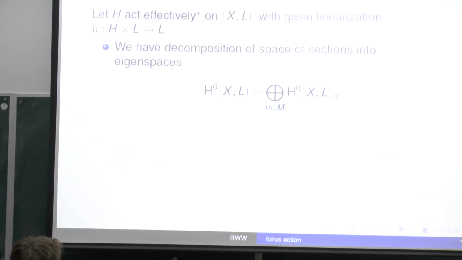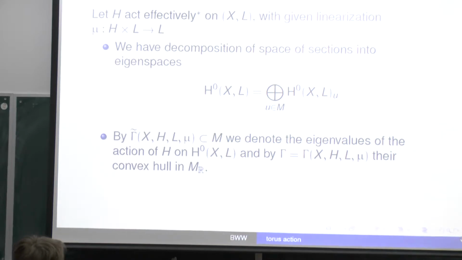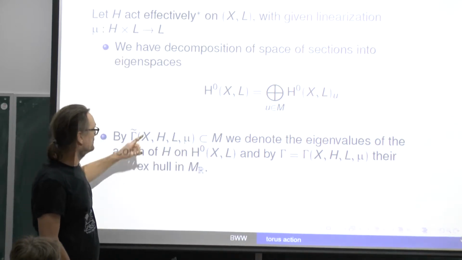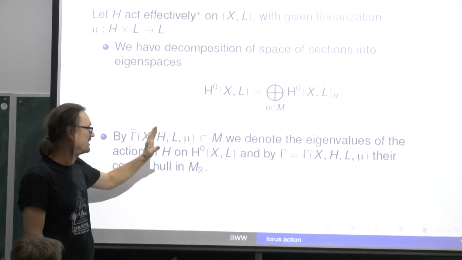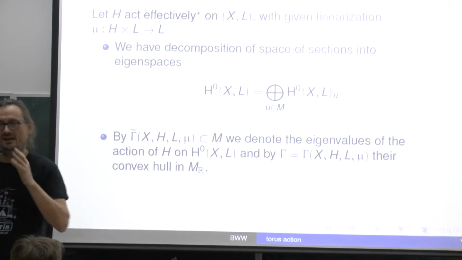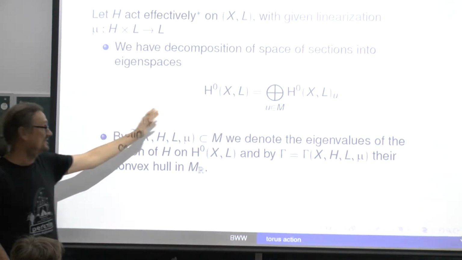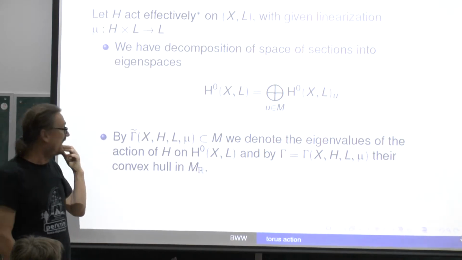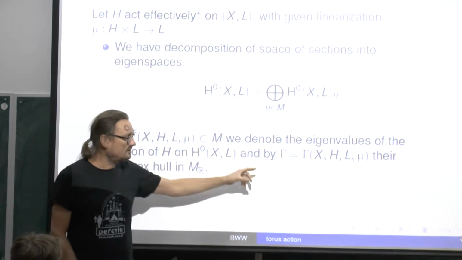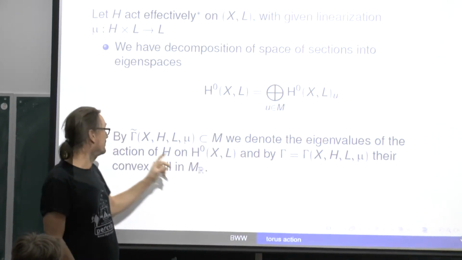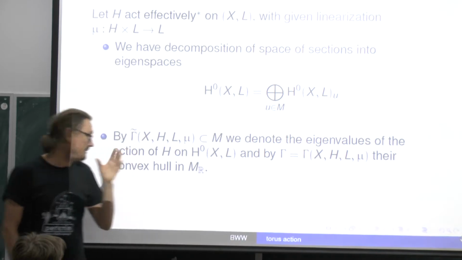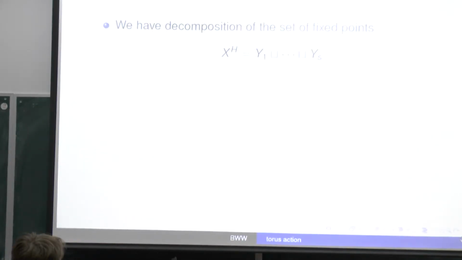Nevertheless, for a given L, I chose the linearization, right? So I have a quadruple X, H, L, and mu, and you can define the set of points which are the eigenvalues of this action on this set of sections. And mimicking this construction, I would like to also define the polytope, which is the convex hull of this. I will call these objects Gamma tilde and Gamma. So that's one side of the story.